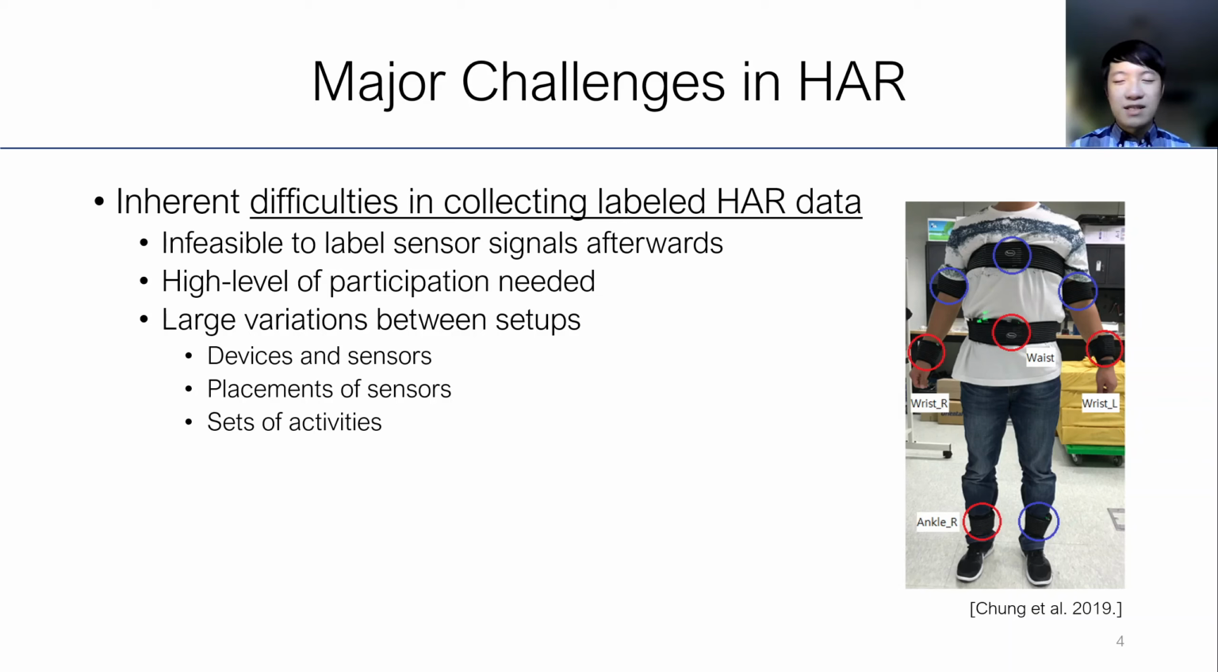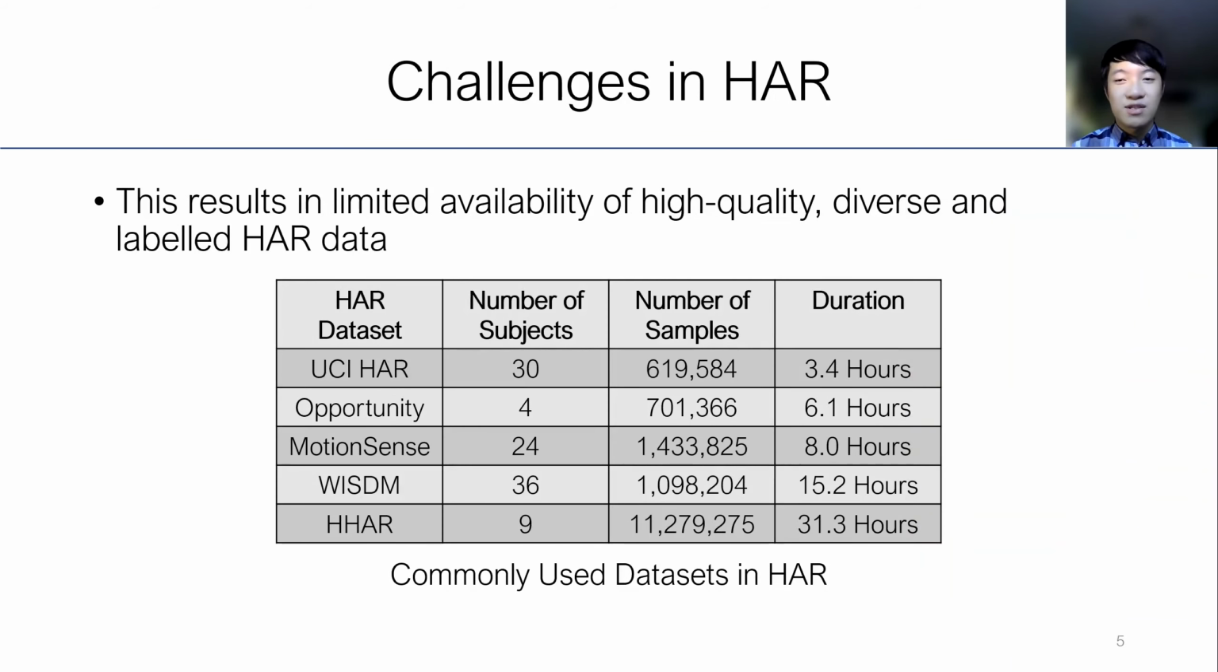Also, there is a large number of variations between different setups, such as using different devices and sensors, different placements of sensors, or different sets of activities. And it is almost impossible to capture all these variations. So this results in a limited availability of high-quality, diverse, and labeled HAR data. In this table, I'm showing 5 of the most commonly used datasets in HAR, and we can see that they all come from a small number of subjects for a short duration of time.